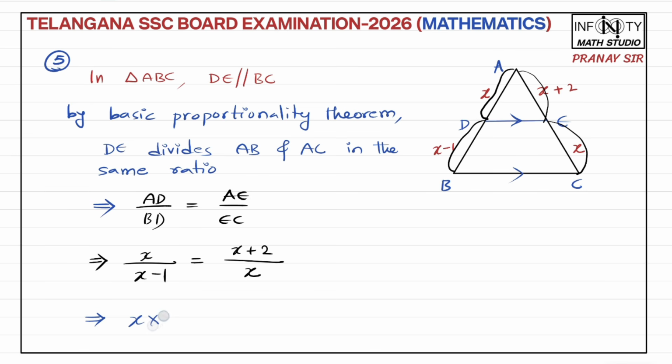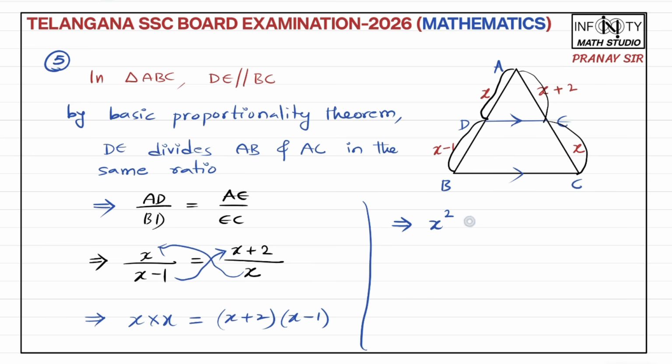So x into x, this x comes here, x into x. Now this denominator goes to the RHS numerator. So x plus 2 into x minus 1. Right? Next step, x into x becomes x square. Here we need to apply the distributive property. x into x is x square, and x into minus 1 is minus x. Next, plus 2 into x is plus 2x, and plus 2 into minus 1 is minus 2.